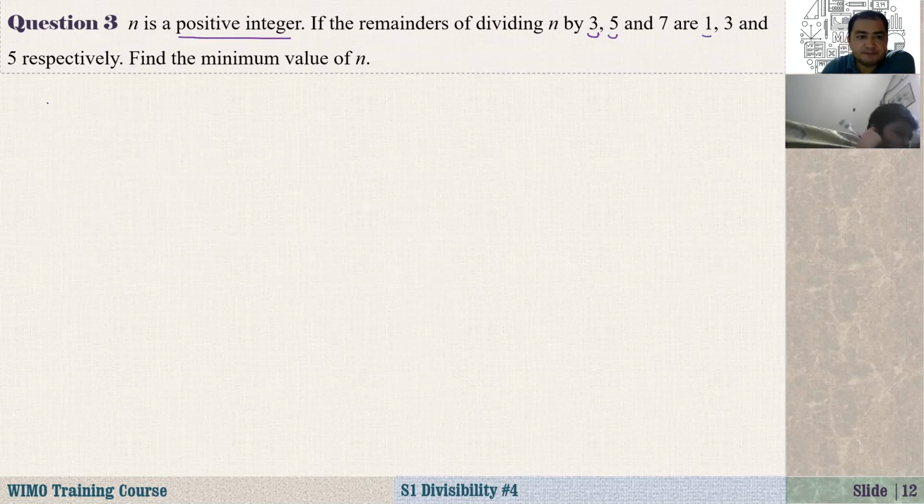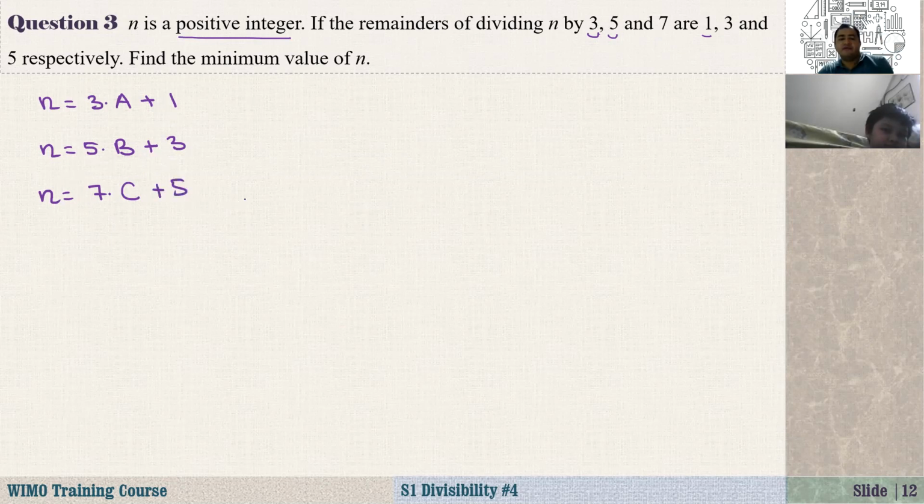What does it mean? Again, n, if you divide it by 3, and the quotient is, I don't know, a, the remainder is 1. Again, n, if you divide this by 5, and the quotient is some number, let's say b, and the remainder is 3. And n, if you divide this number by 7, we have some quotient, let's say c, and the remainder is 5, right? Find the minimum value of n.